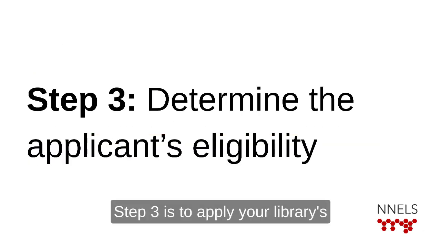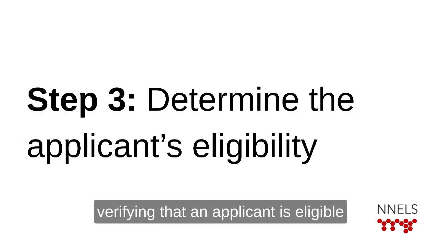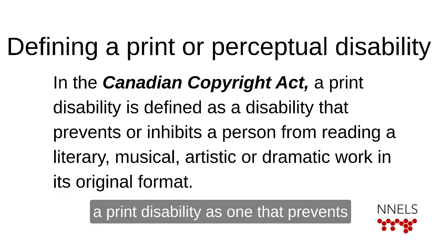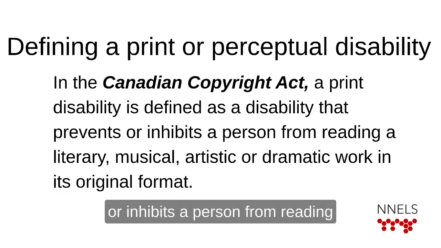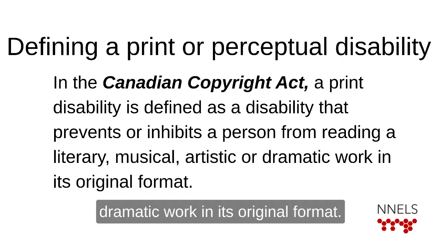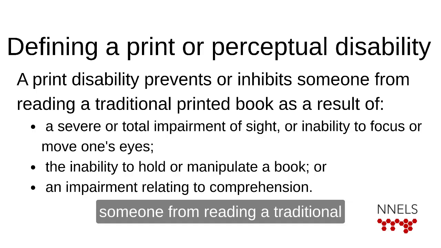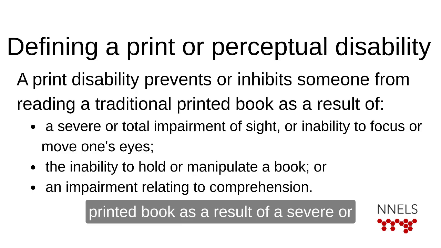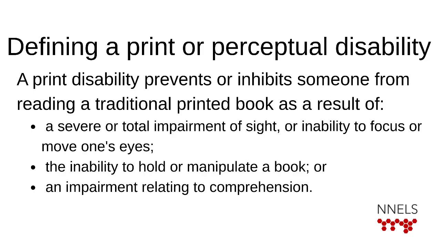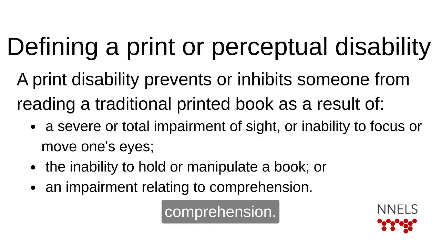Step 3 is to apply your library's policy and procedures for verifying that an applicant is eligible for a NNELS membership. The Canadian Copyright Act defines a print disability as one that prevents or inhibits a person from reading a literary, musical, artistic, or dramatic work in its original format. A print disability prevents or inhibits someone from reading a traditional printed book as a result of a severe or total impairment of sight or the inability to focus or move one's eyes, the inability to hold or manipulate a book, or an impairment relating to comprehension.